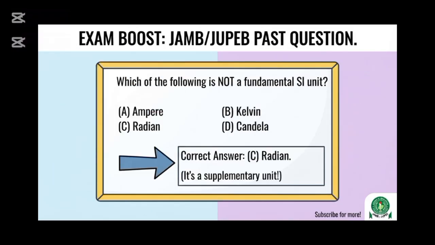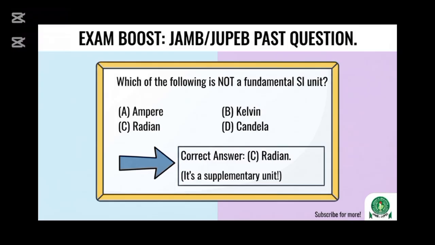Let's put our knowledge to the test. This is a real past question. Which of the following is not a fundamental SI unit? A. Amperes, B. Kelvin, C. Radian, D. Candela. The correct answer there is C, Radian. Why? Because radian is a supplementary unit.